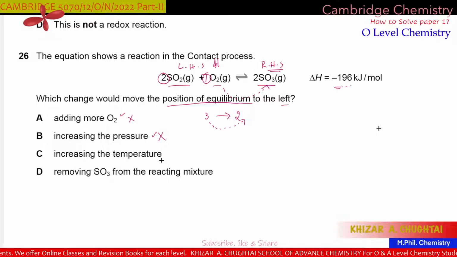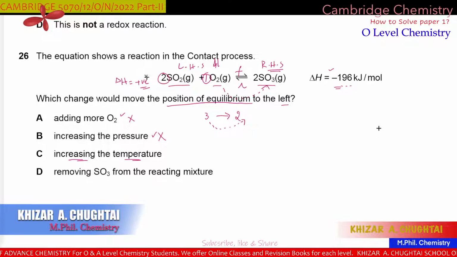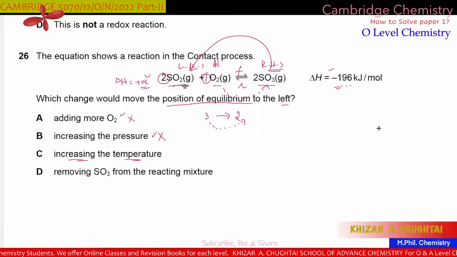Increasing the temperature, C option. It's an exothermic reaction. The forward reaction is exothermic. Its reverse reaction will be endothermic. And an increase in temperature always favors the endothermic side. Now by increasing the temperature, equilibrium will shift towards the left hand side, where the reaction is endothermic. Yes, it is true, and as it is moving towards the left hand side, it's a correct option. C is the correct option.